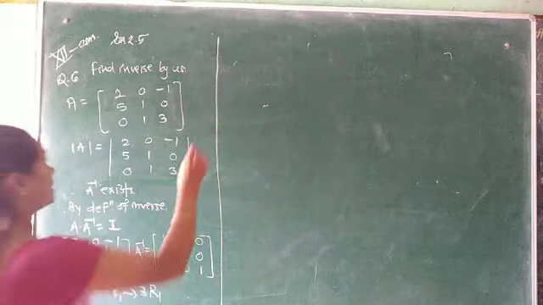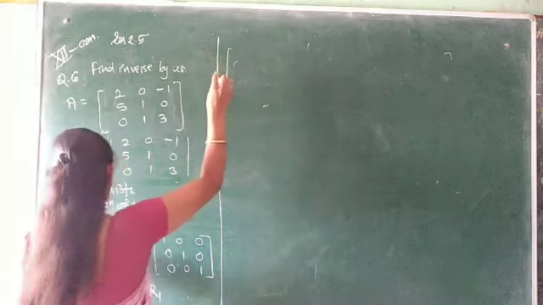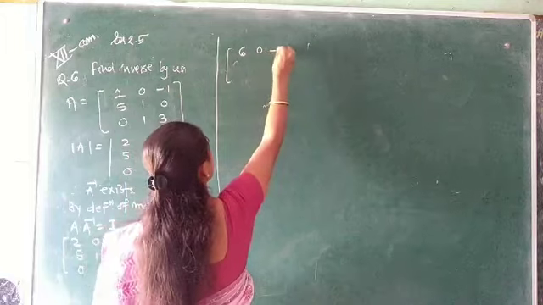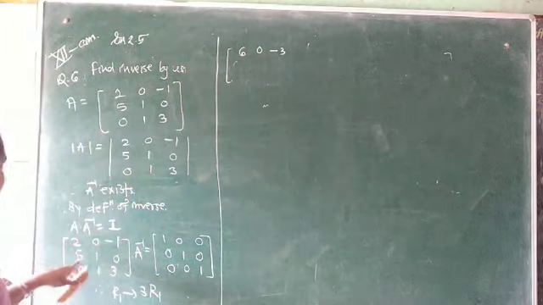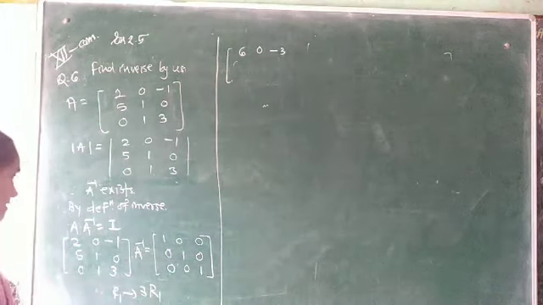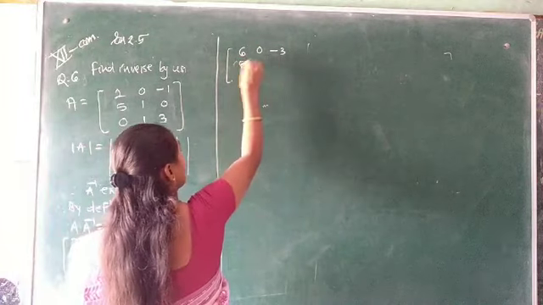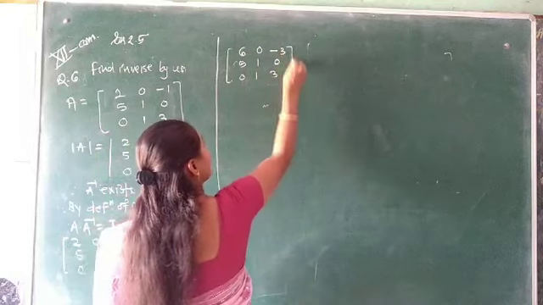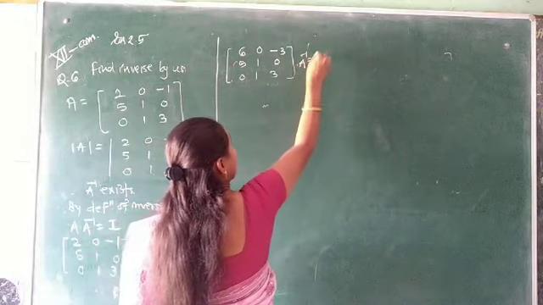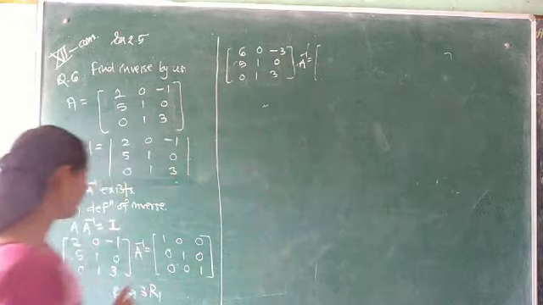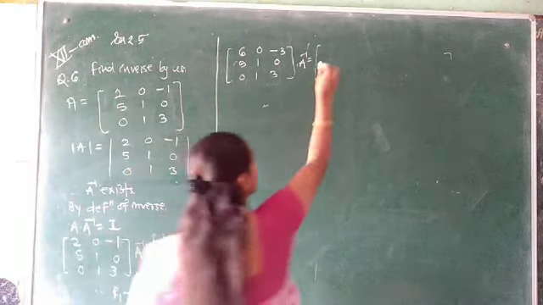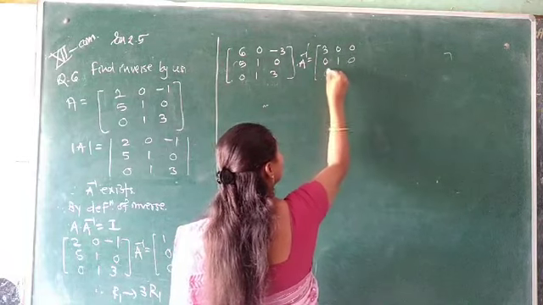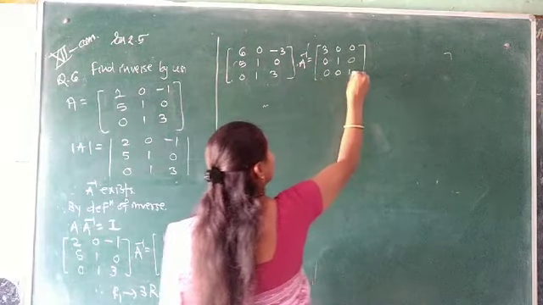Therefore our matrix becomes 3 2s are 6, 3 into 0, 0, 3 into minus 1, minus 3. Here we don't change R2, R3, so write as it is. 5, 1, 0. And next 0, 1, 3, into A inverse as it is. Now see here, 3, 0, 0. Only multiply R1 by 3. 0, 1, 0. 0, 0, 1.